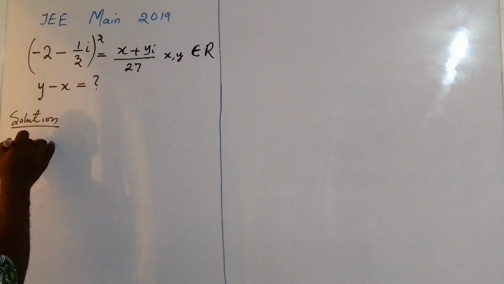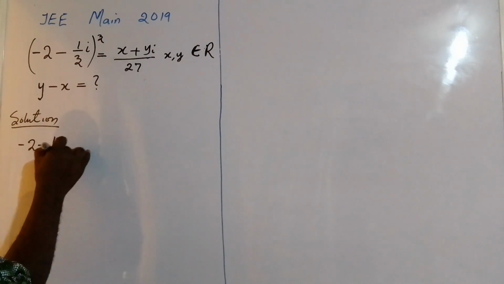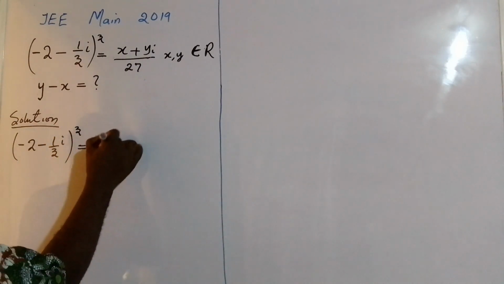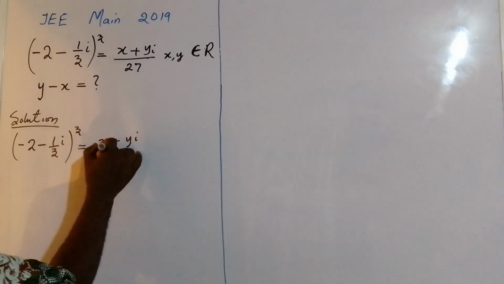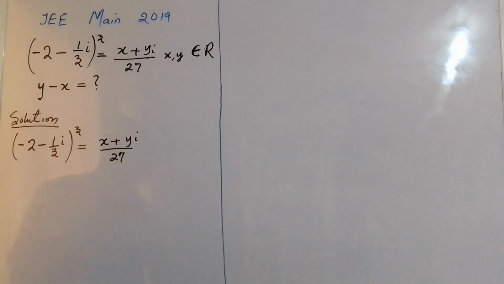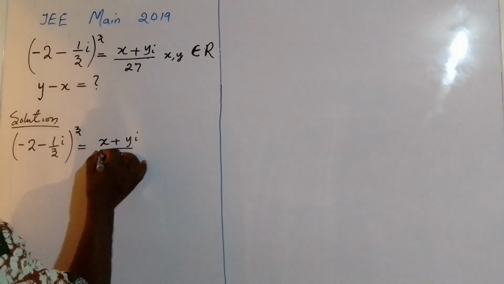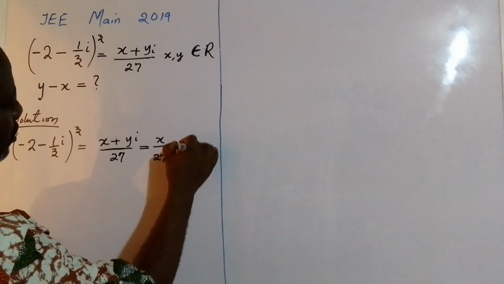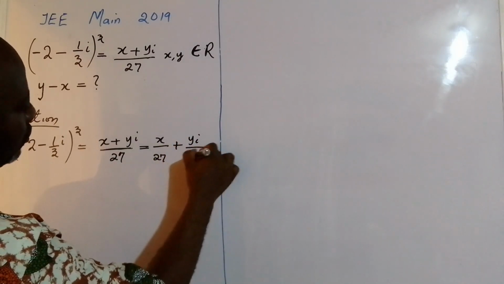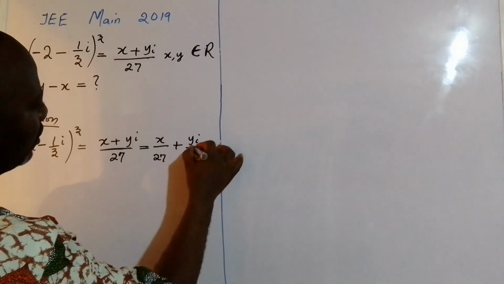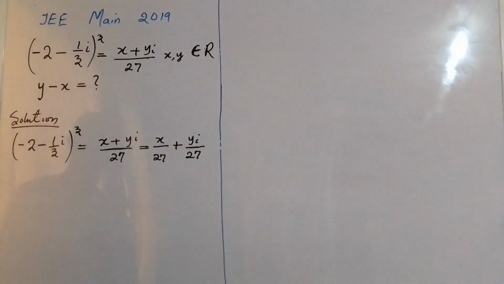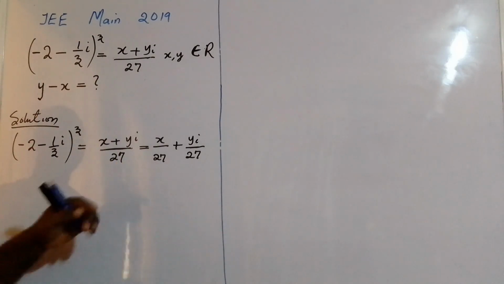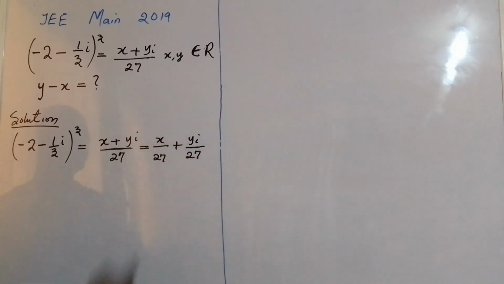I bring down the question: minus 2 minus 1/3 i, all to the power of 3, equal to (x plus yi) over 27. I'm going to quickly express this as x over 27 plus yi over 27. So now we are going to simplify the left hand side and express it in this form. That will enable us to obtain x and y easily.